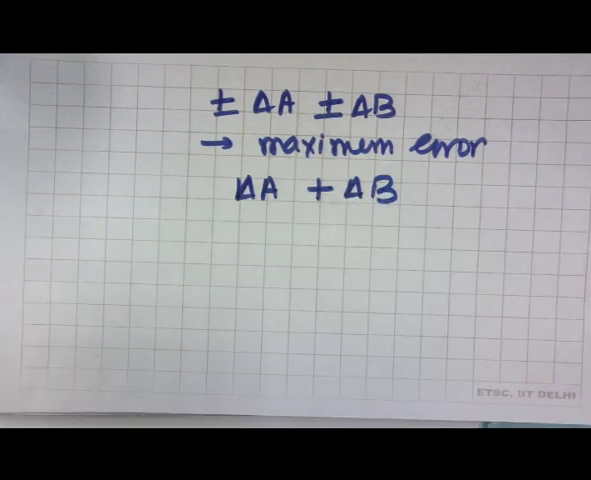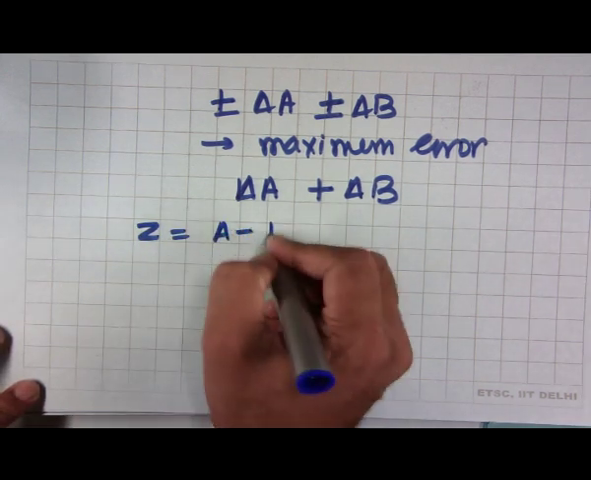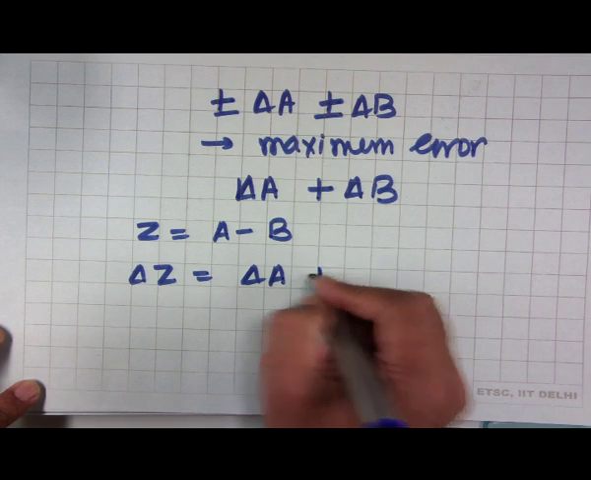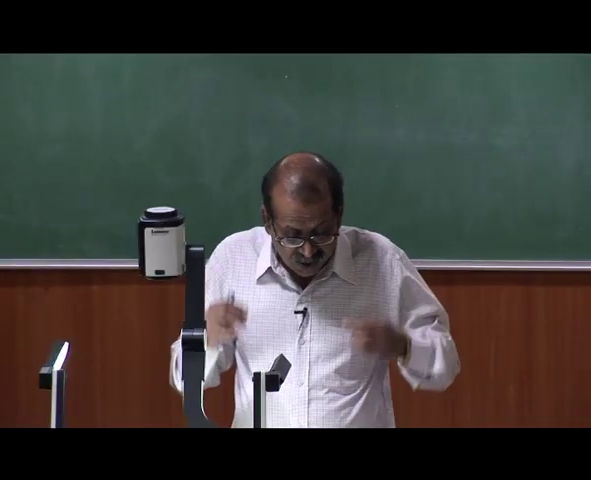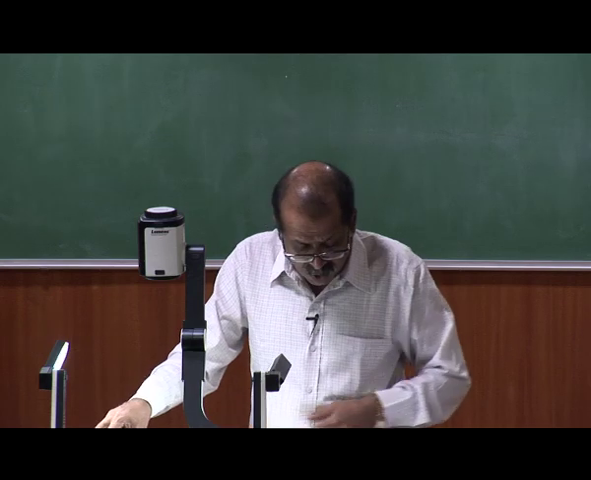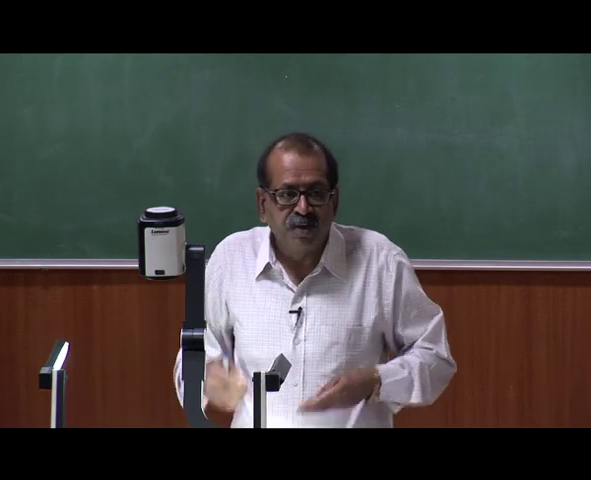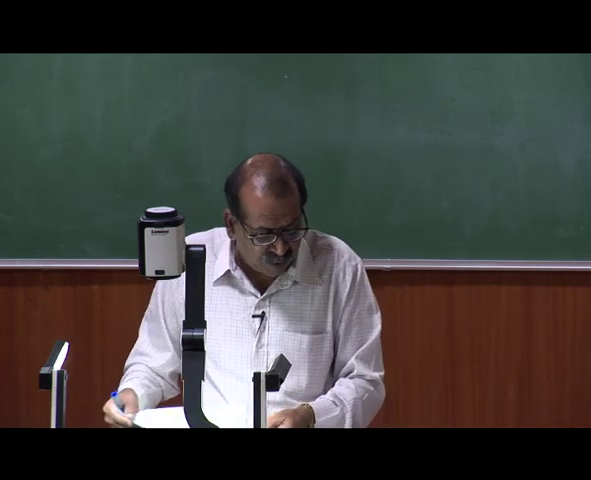So, therefore, even when we subtract, so if z is equal to a minus b, then delta z will be equal to delta a plus delta b. So, even though in the original quantity the things are subtracted, the errors are added. And this you can also look at this way: we are taking the absolute errors, and when we take absolute, negative becomes positive. So, therefore, this is another way of seeing why these are added up.